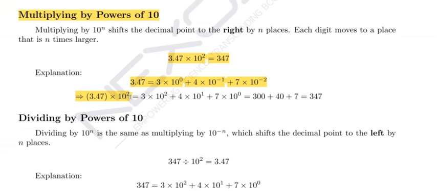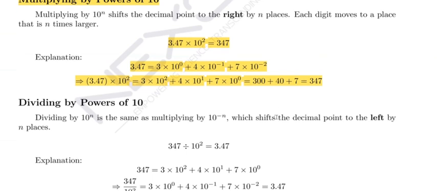We get 3 times 10 to the power 0 plus 2, which is 10 squared, giving 300, 4 times 10 to the power negative 1 plus 2, which is 10 to the first power, giving 40, 7 times 10 to the power negative 2 plus 2, which is 10 to the 0 power, giving 7. 300 plus 40 plus 7 is 347. So multiplying by 100 moves the decimal point 2 places to the right.